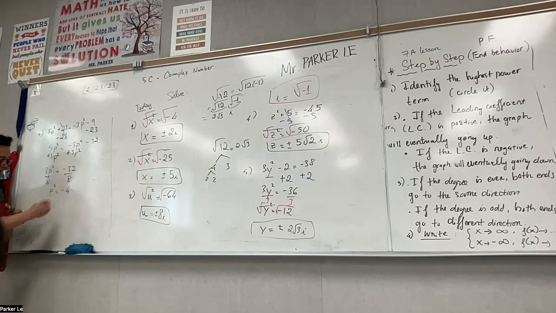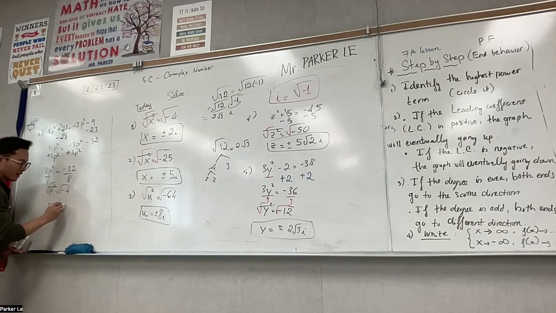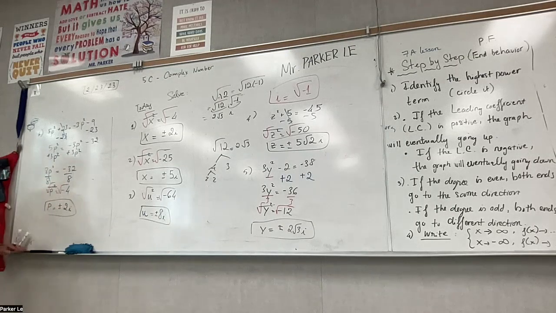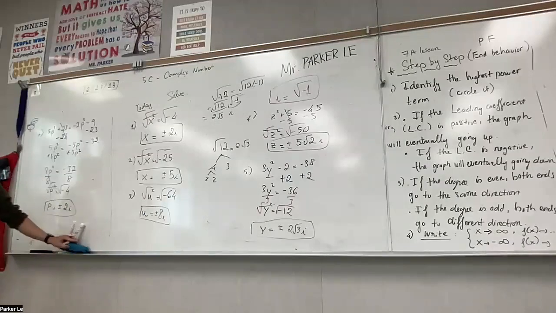Negative 4. Now I can take the square root, right? Now I only have a square term on one side. Again, square and square root cancel out. So p equals, what is the square root of negative 4? Plus or minus 2i. Very good. You got this. So every time you have a negative inside a square root, just put an i in it.